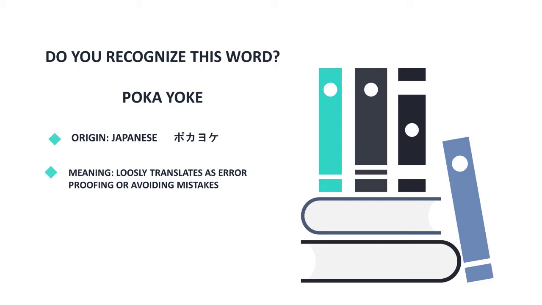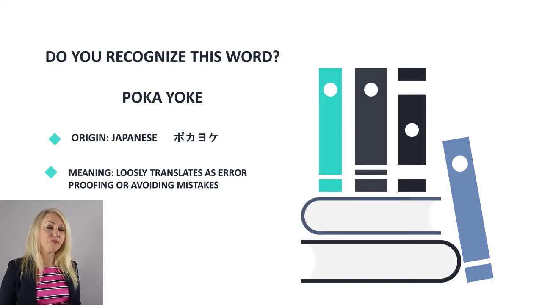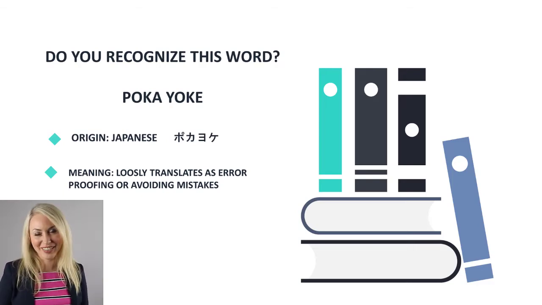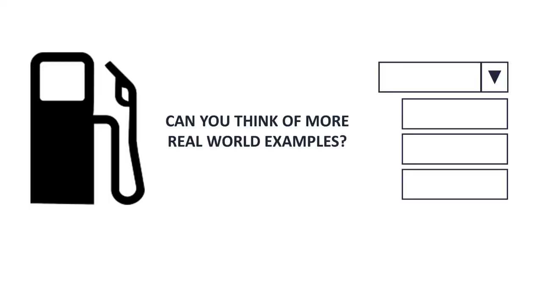All right, do you recognize this word? It's called poka-yoke, and essentially it translates to this idea of making something mistake-proof, making it foolproof, making it kid-safe, essentially. So it's about designing things to prevent errors up front rather than detecting them further down the line.